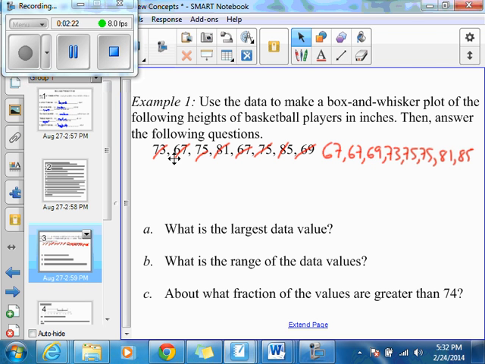Okay, make a number line. We need to go a little bit below 67, our lowest number, so we'll go with 66, and then maybe go by 2s, and then we have to go a little bit above 85, so let's go up to 86.